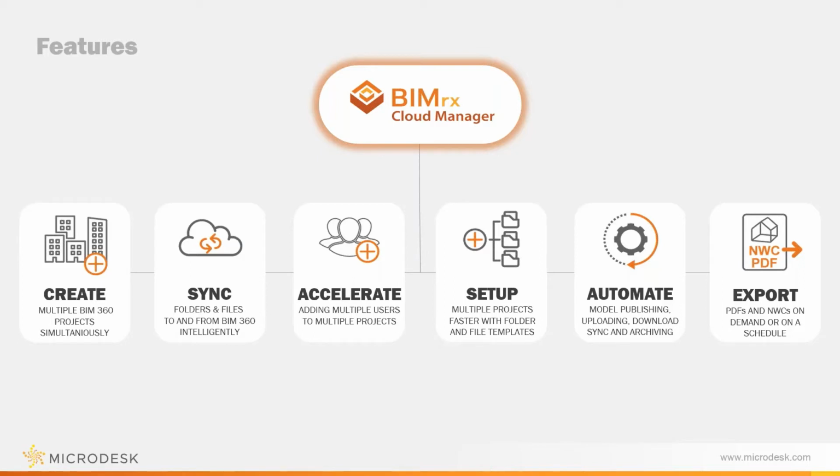Set up multiple projects faster with folder and file templates that can be applied to multiple projects at any time after projects are created. Automate model publishing, uploading, archiving, and exporting on a daily, weekly, or monthly basis. And the newest feature now available in 2.7 is the ability to export PDFs and DWGs on demand or on a schedule.